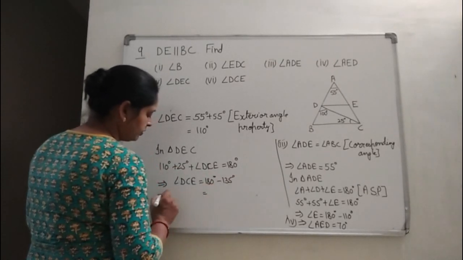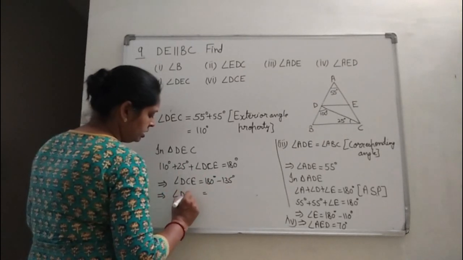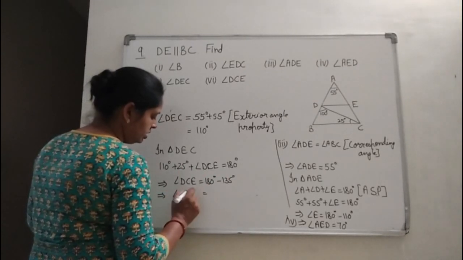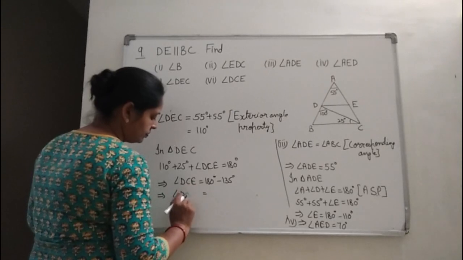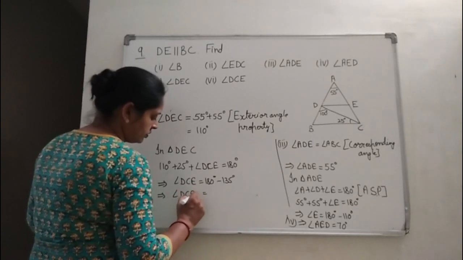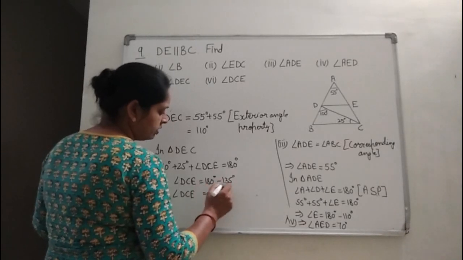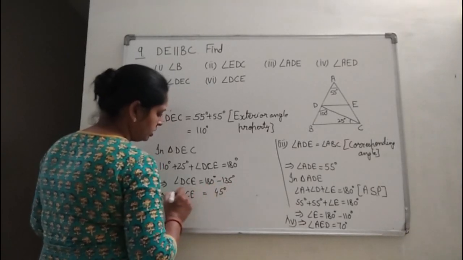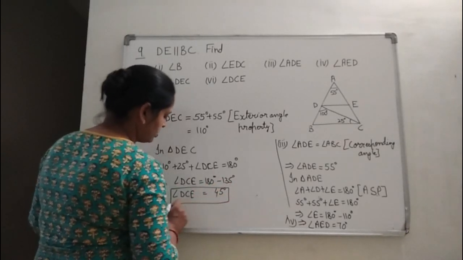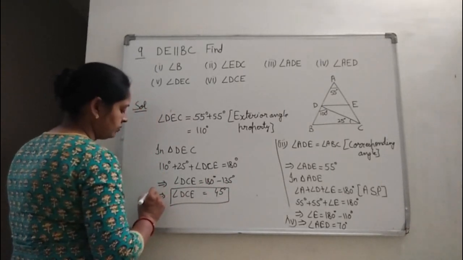and after subtracting, angle DCE will be equal to 45 degree. Hence we got the measurement of this also. This is the sixth part.